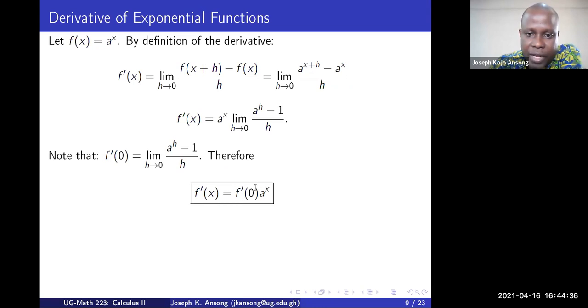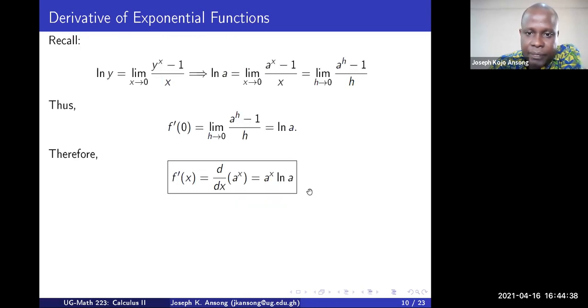This is ln a multiplied by a to the x, ln a times a to the x. So using the definition of the derivative, you can show that d dx of the exponential function here is given by this expression, a to the x multiplied by ln a. Basically, you keep the same exponential expression and multiply by the ln of the base, a.